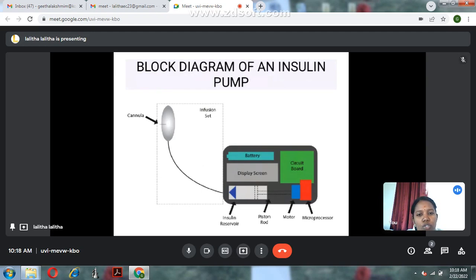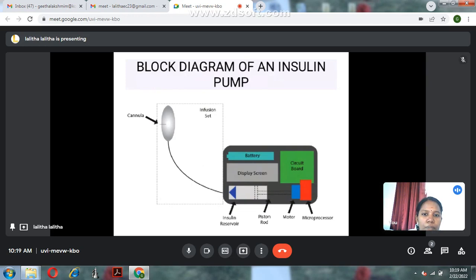The display screen is used to show the screen and the rate of insulin in our body, and the insulin reservoir is used to supply the insulin to the pump. The motor is used to run the system. This is the block diagram of an insulin pump.